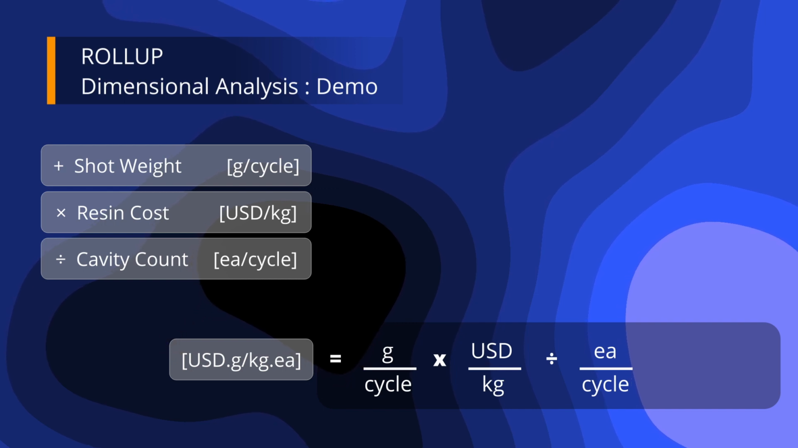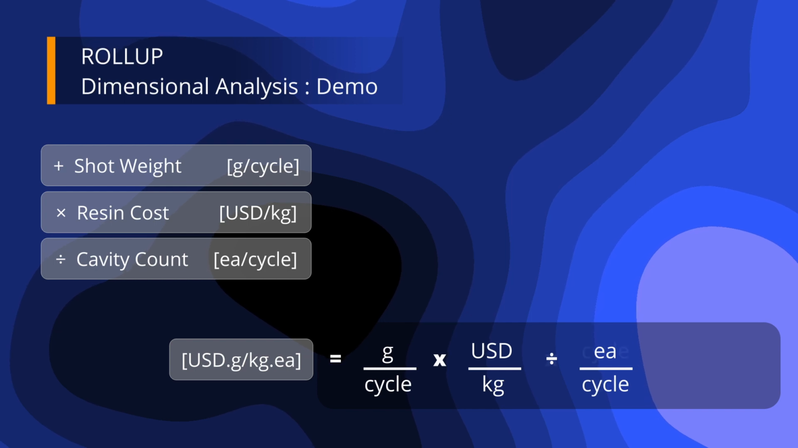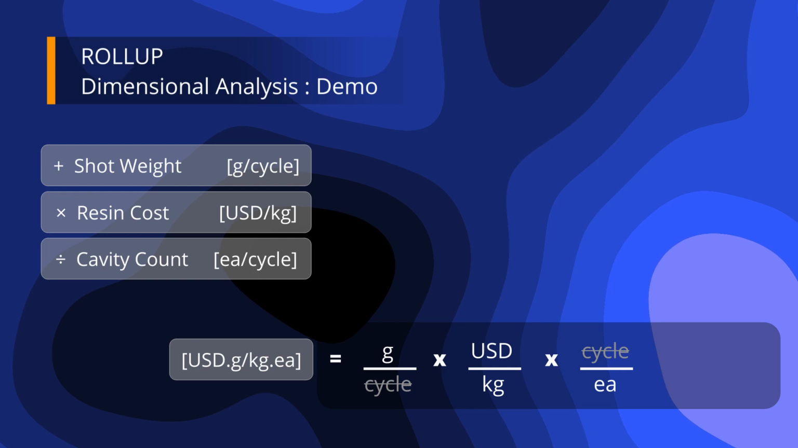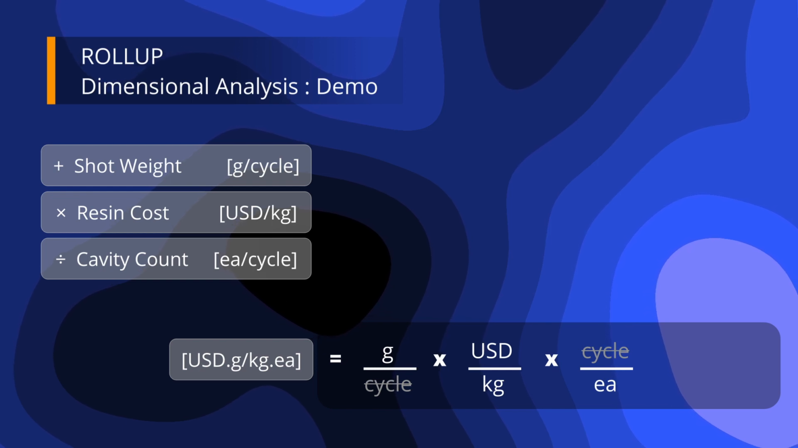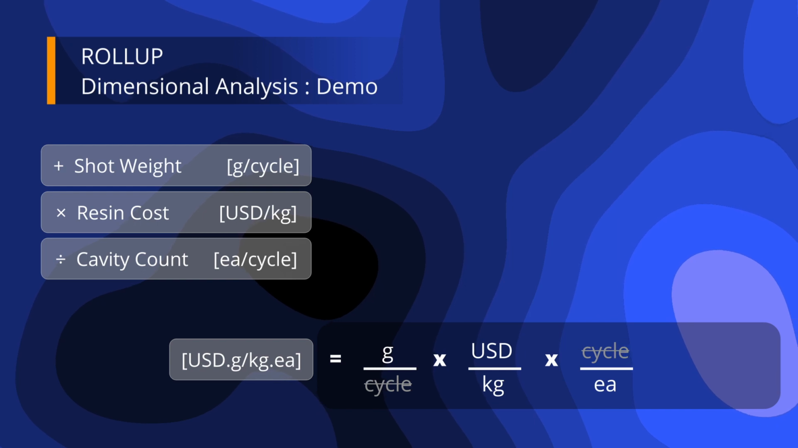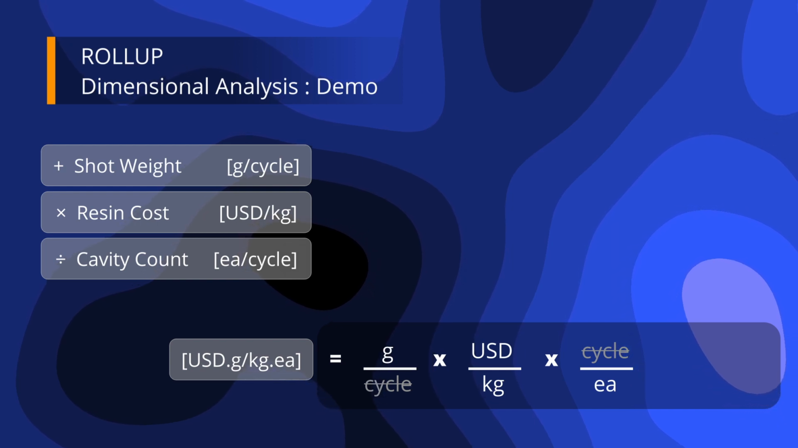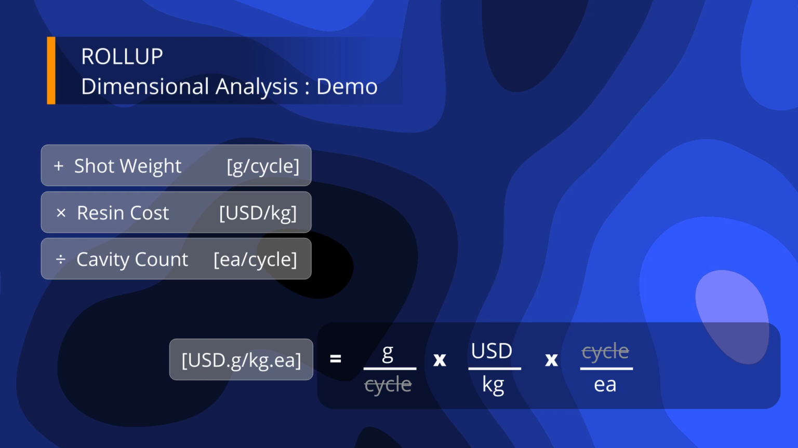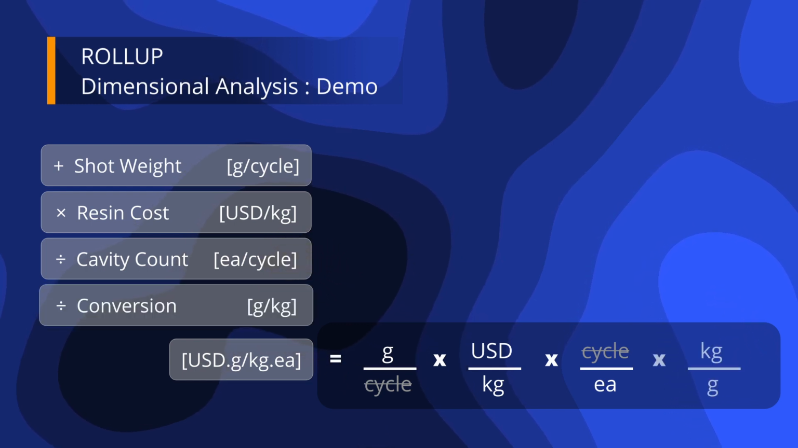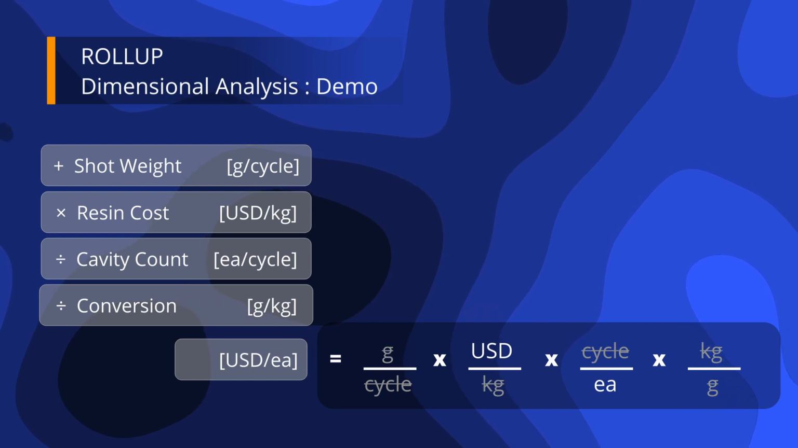First, I'm going to invert the units for the cavity count attribute and change the operator to multiply, allowing us to see what's going on. In this case, we can only cancel out the cycle unit, which results in the nonsensical unit you see. That's because the weight units can't be cancelled. When this happens, you'll know that you need to add a conversion attribute to convert from grams to kilograms. When we do that, you can see that the kilogram and gram units cancel out, producing dollars per each, which is exactly what we want here.